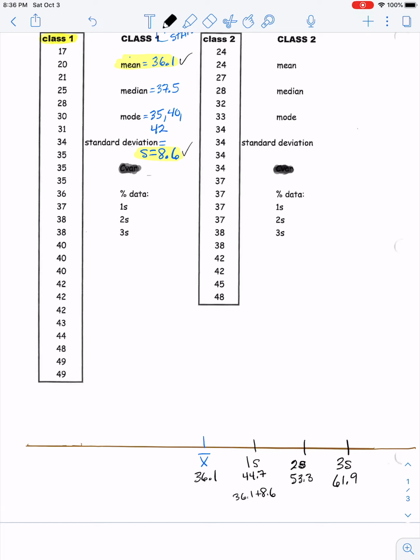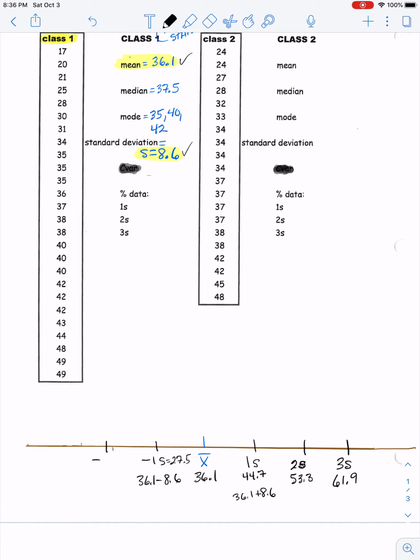Okay, so we're just going to go 3 places to the right. We're going to do the same in like fashion to the left, but instead of adding the standard deviation, I'm going to subtract it. So subtract 8.6. In this case, we're going to end up here at 27.5. I should have dropped that down just a bit. Well, we'll sneak it in here.